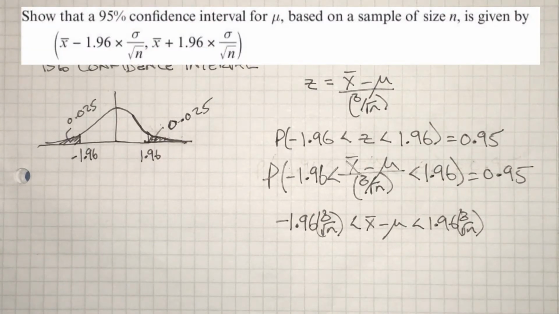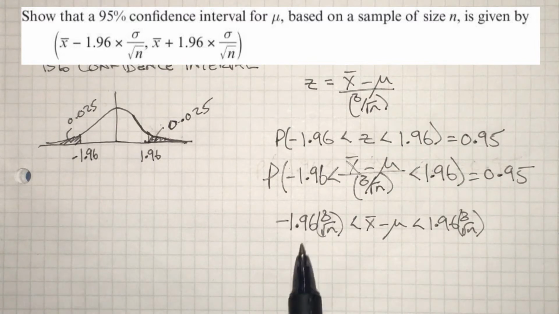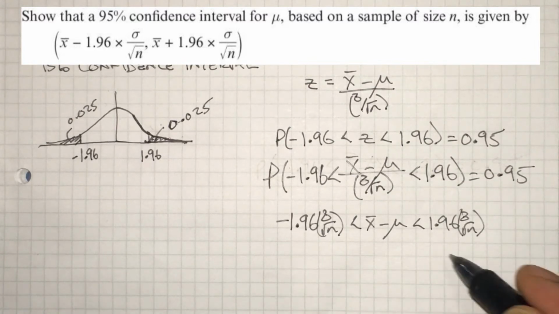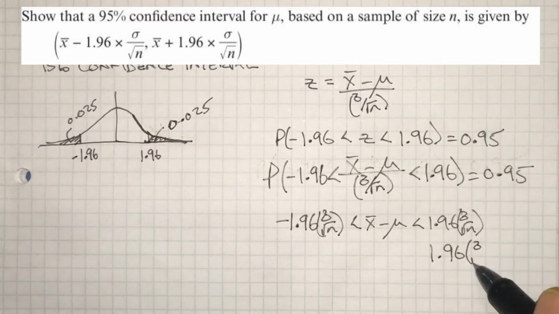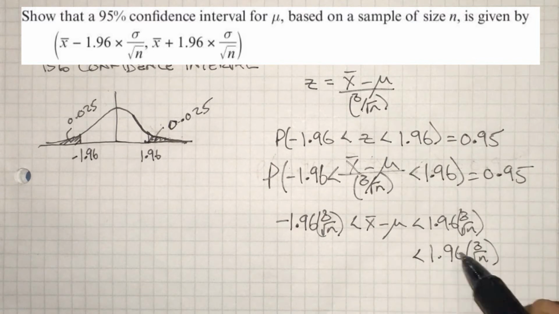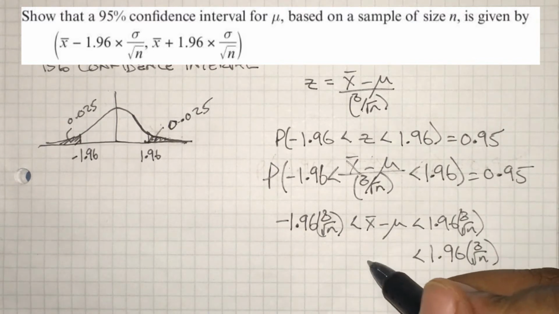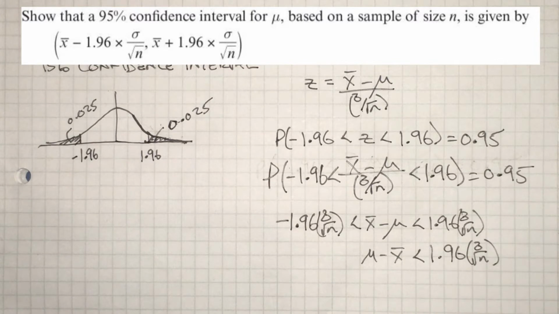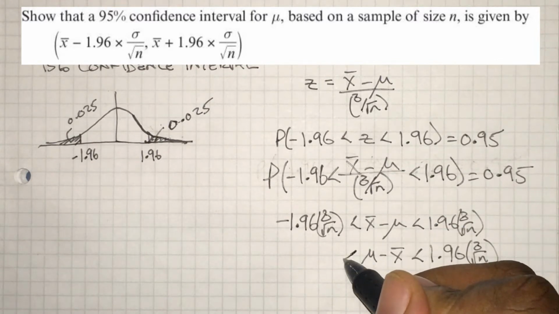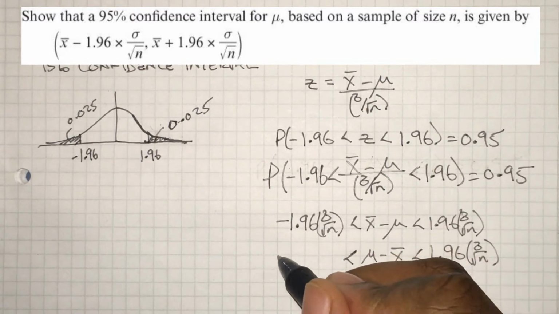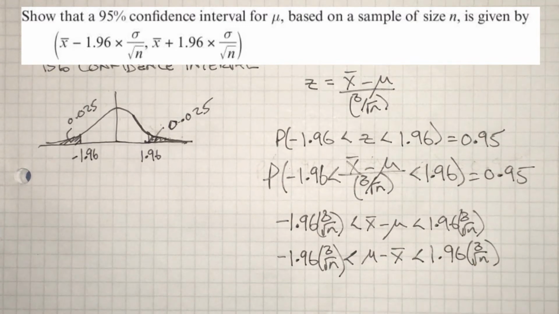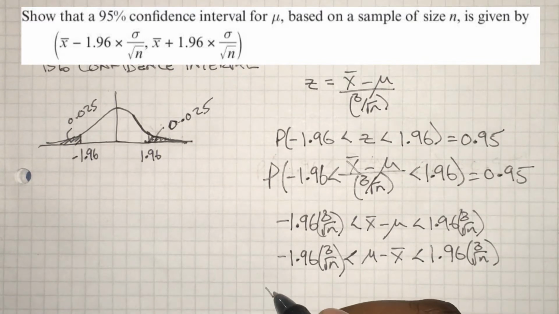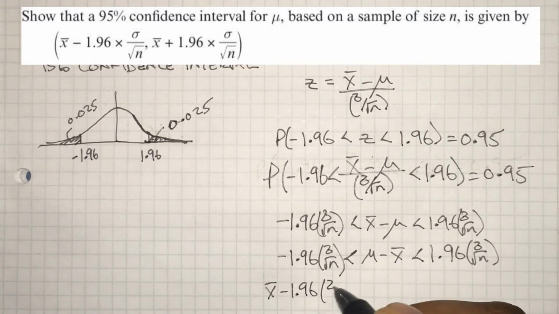So the first thing that I'll do is multiply everything by -1. Just want to make mu positive to begin with. So this expression actually goes to the right-hand side when we've made it positive. The middle term becomes mu minus x bar, and the right-hand side becomes -1.96 sigma over root n. Okay, the only other thing to do to isolate mu is to add x bar to each side.